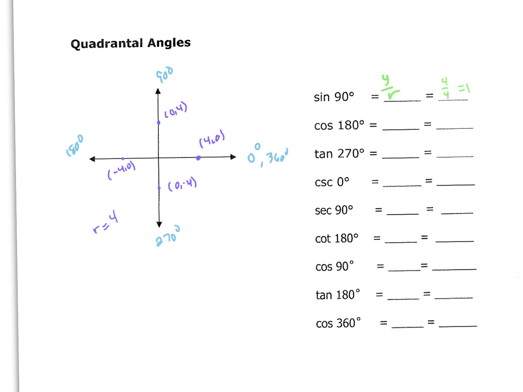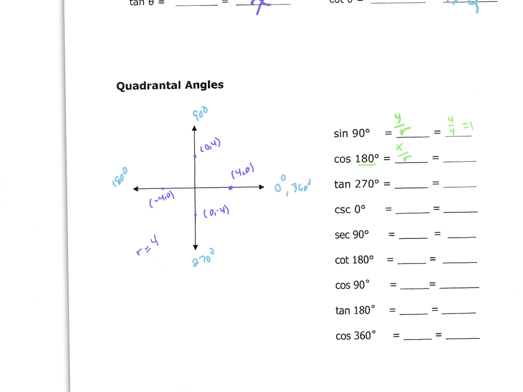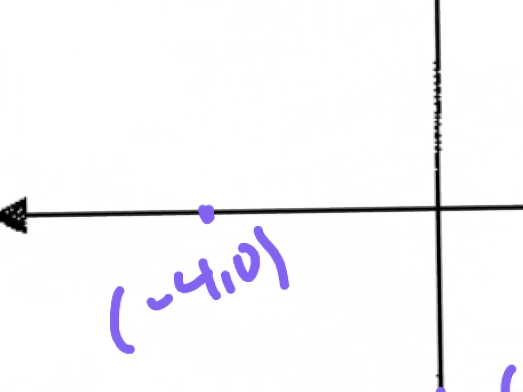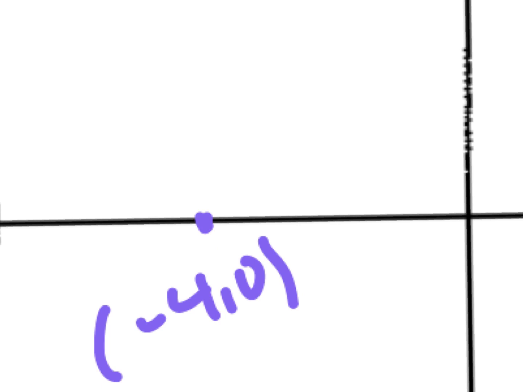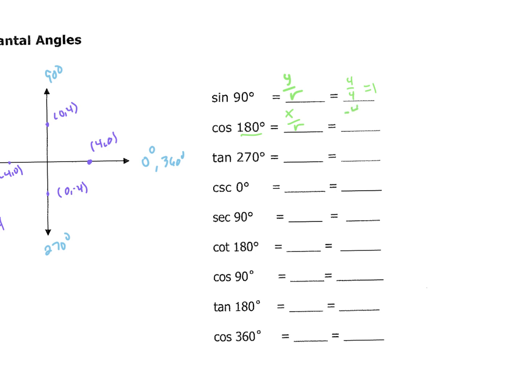All right, cosine of 180 degrees. Sebastian, what's the ratio for cosine? Using X's and Y's and R's, X over R. So we're going to move to where 180 degrees is. That's here. And we're going to look at the X coordinate, which is negative 4, over R, which is 4. So we get negative 1.